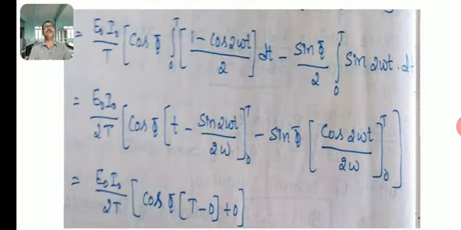which is equal to E naught I naught by 2T cos phi into substituting the upper value and then the lower value. So then T minus 0 plus 0. If you substitute capital T in place of small t, where omega is 2 pi by T, the T gets cancelled, that becomes sin 4 pi which is 0. Similarly in both the cases, that becomes 0. Then finally, it is equal to E naught I naught by 2T into cos phi T minus 0 plus 0.